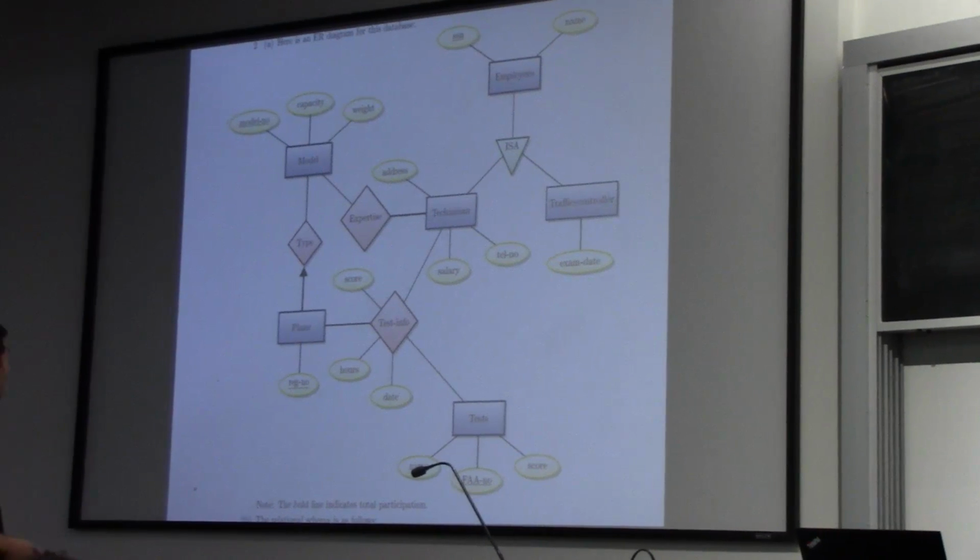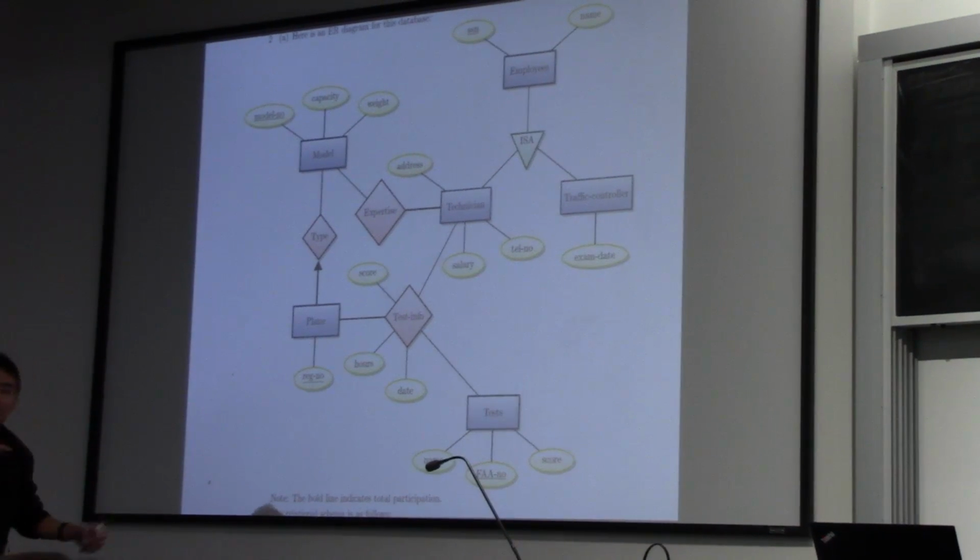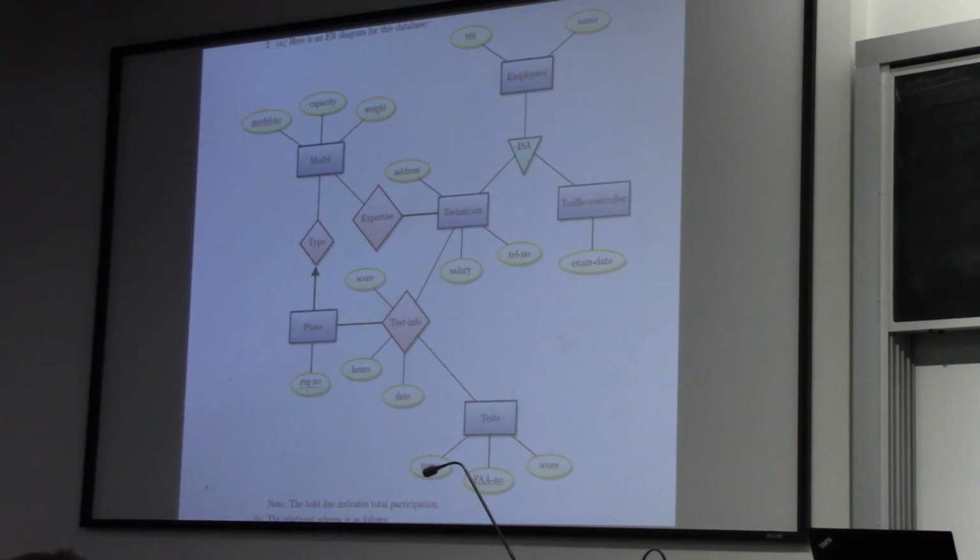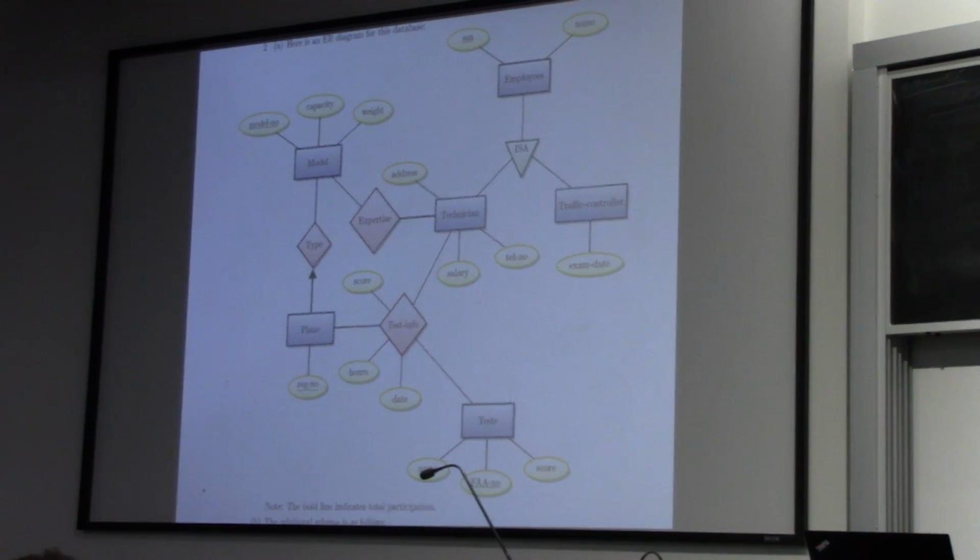Yes? Okay. The technician is an expert of certain models. He or she is not an expert of a particular plane. That's why there's a many-to-many mapping between model and technician, because a technician may be an expert of multiple models, and a model may have multiple technicians who are experts of that model. Do you follow the argument so far?